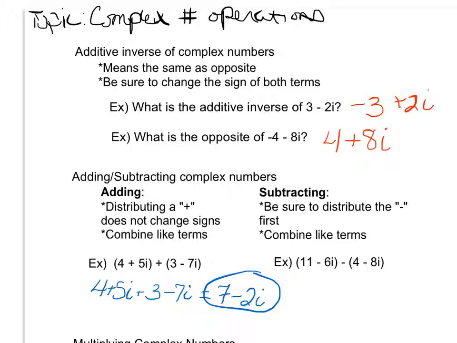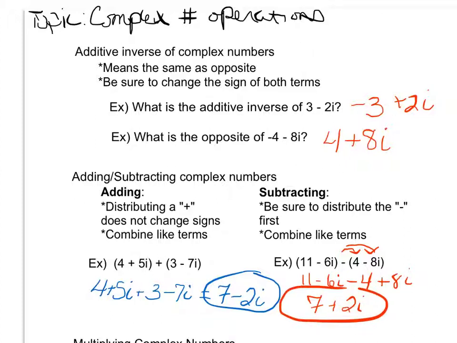If I look at the example on subtracting, I notice that there is nothing in front of 11 minus 6i, so I'm going to drop down the 11 minus 6i. I can lose the parentheses. I do have to distribute that minus sign. Minus times 4 becomes minus 4. Minus times minus 8i becomes plus 8i. Combining my like terms once again, remembering sign belongs to the number, 11 and a negative 4 becomes a positive 7. And negative 6i and positive 8i becomes a positive 2i. And that will be, again, my final answer. So far we've talked about additive inverse or opposite, adding and subtracting.